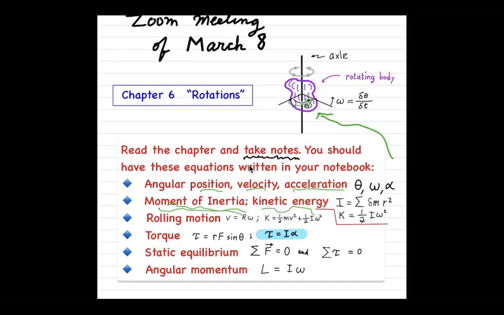When an object is rolling, then its center is moving and its orientation is changing. So there'll be two kinds of kinetic energy when an object is rolling. There'll be the familiar kinetic energy of 1/2 mv squared. That's the motion of the center, plus the new thing, 1/2 I omega squared. That's the kinetic energy of the rotating motion.